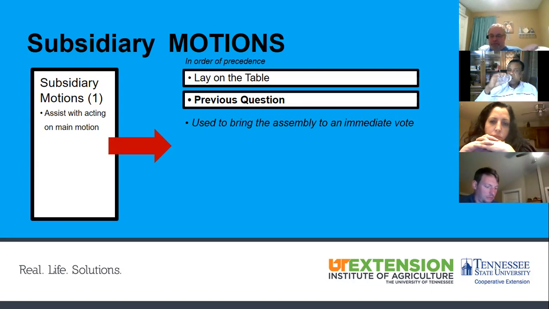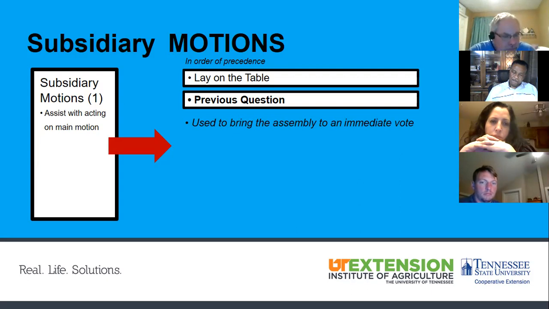It does require a second. It is not debatable because this is the motion to end debate. So therefore, this motion is not debatable. It is not amendable. And we would vote. A motion that takes away members' rights typically requires a 2/3 vote. So we're taking away the rights of the membership to speak. So this would require 2/3 to pass.